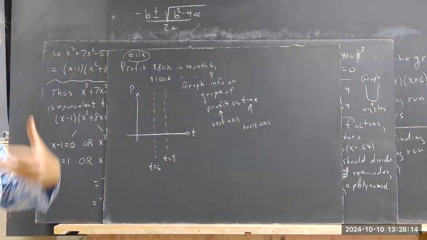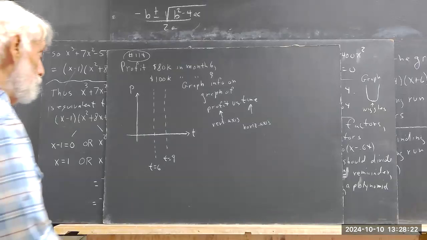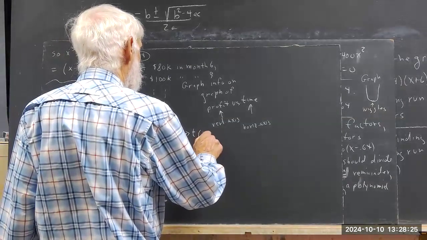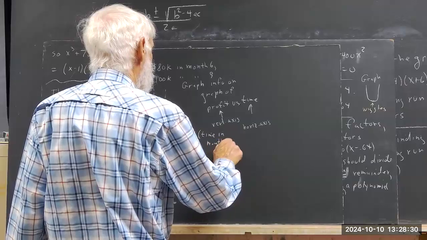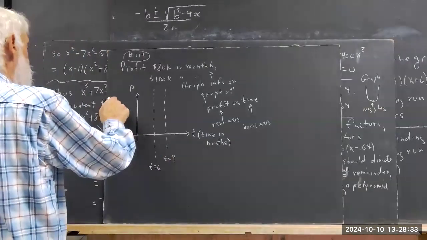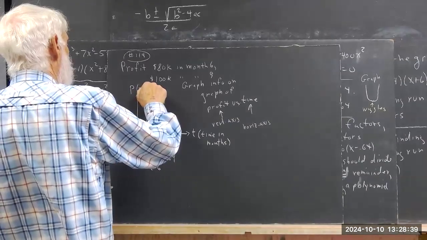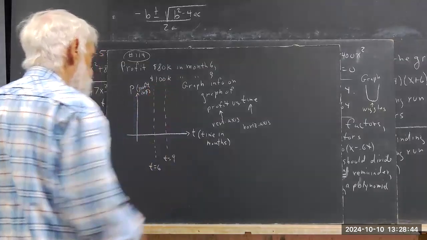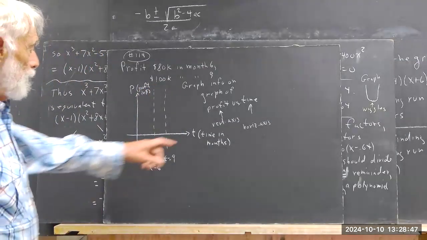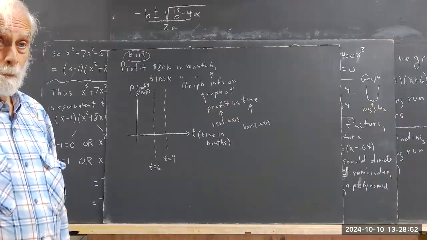Okay. Other thing is, if you completely label the graph, I might be forgiving of some other minor details you miss. So I want to say t is time in months, and p is profit in dollars. I wrote that kind of small. I have to be able to read it. But that really specifies for anybody that looks at this graph what everything means. Okay.